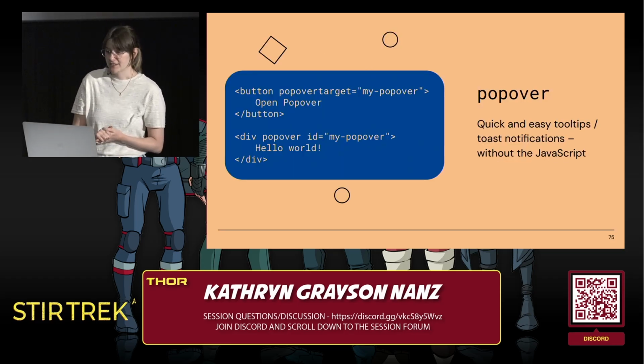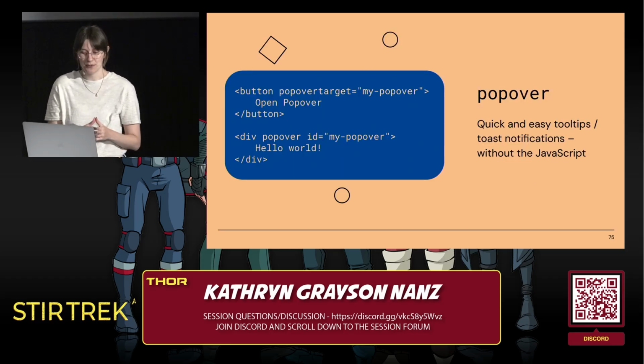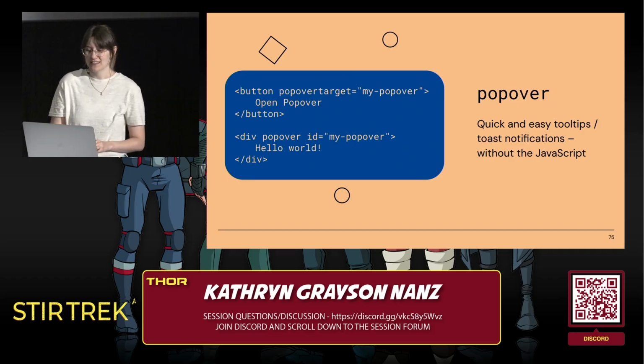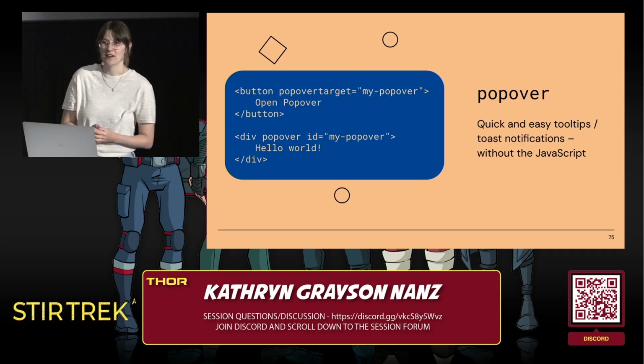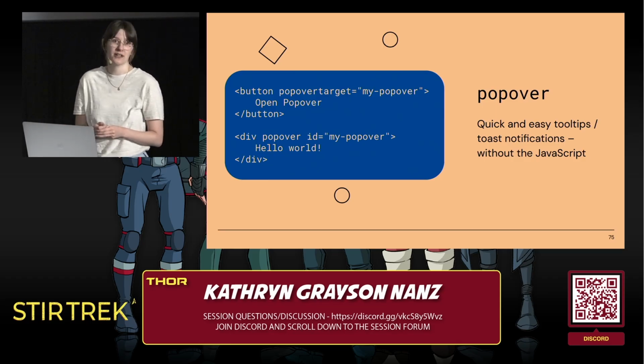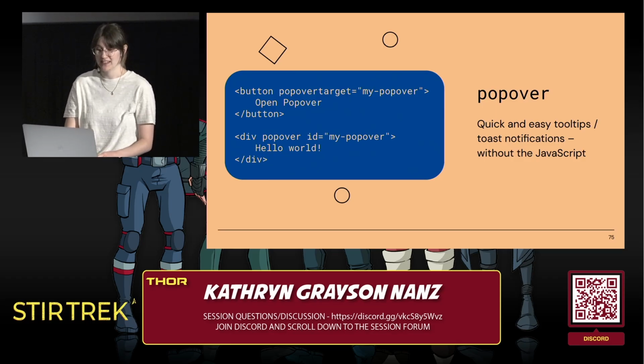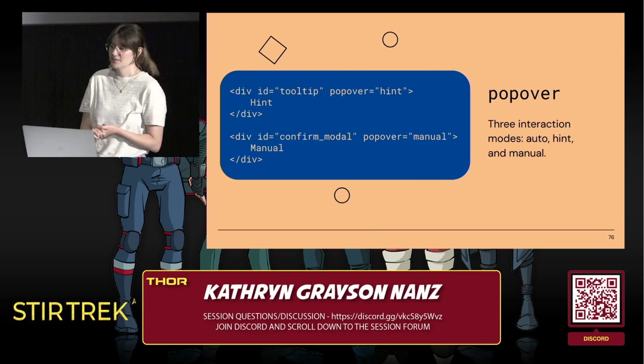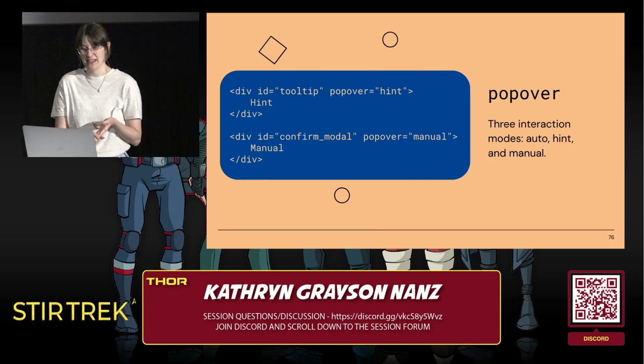The popover attribute gives us quick and easy tooltips and toast notifications, again, without the JavaScript. So similarly to the dialog, that's going to come with all the keyboard nav and the accessibility support and perks that we expect from native elements in HTML. Popover has 3 modes that we can use. That is auto, hint, and manual.